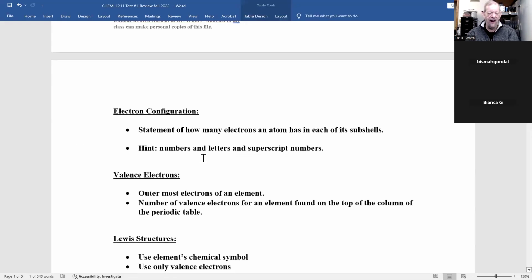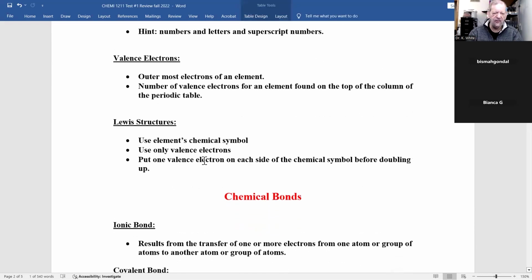All right, let's move on. The next thing you should know are the valence electrons. In all of chemistry, to me personally, the valence electrons are the most important. That's where the action happens, the good stuff, the fun stuff. And you should know what the valence electrons are.